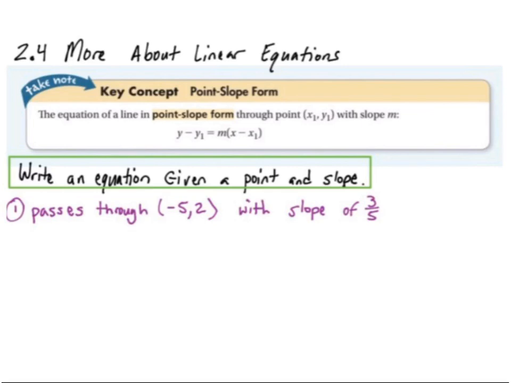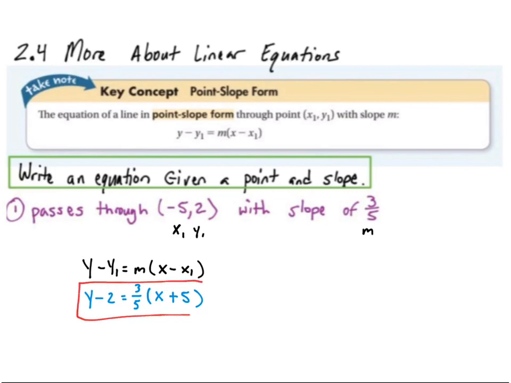So let's take a look at this first example. Right now they provided me with the point -5, 2 and a slope of 3/5. So we've got x1, y1, and this is our slope. We're going to put this into point-slope form, which is y minus y1 equals m times x minus x1. So we're going to substitute these values in where they need to go. So y minus y1, which is 2, equals 3/5 times x minus x1, so x minus a -5 would be plus 5. So this is our equation in point-slope form.